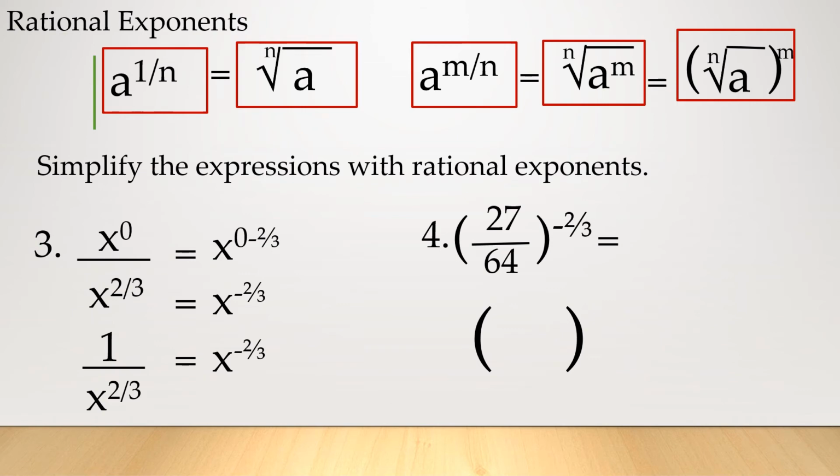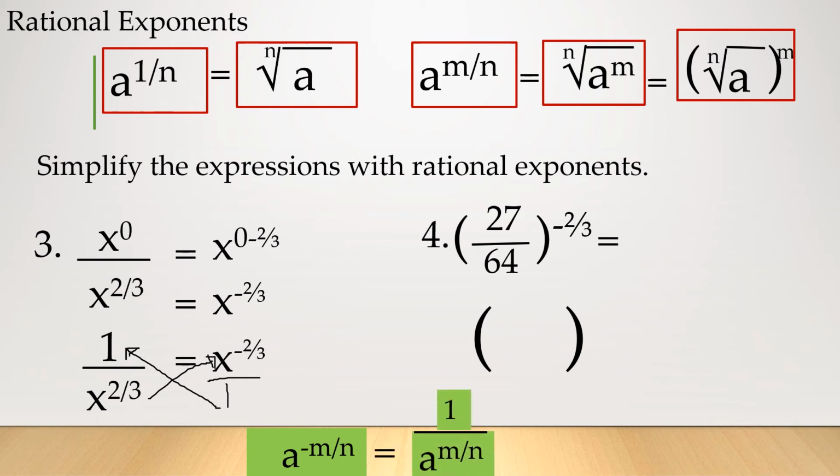And once we flip this, this becomes the numerator, this becomes the denominator. But once we flip, this exponent becomes positive. So which means, in general, if I have a raised to m over n, that is equal to 1 over a raised to m over n.